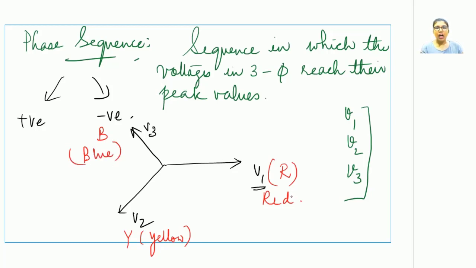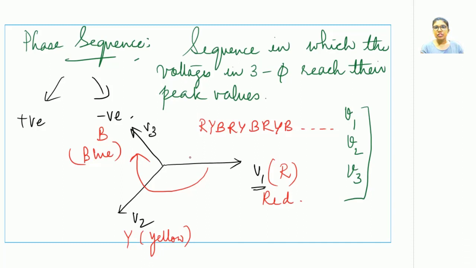So if R is generated first, followed by Y, followed by B, then the sequence is called R, Y, B. And this sequence is called a positive sequence. And the sequence does not end here. The sequence is continuous in nature, which is RYB, RYB, RYB and so on. And this sequence, the way we are traveling RYB, RYB, is called a positive sequence.